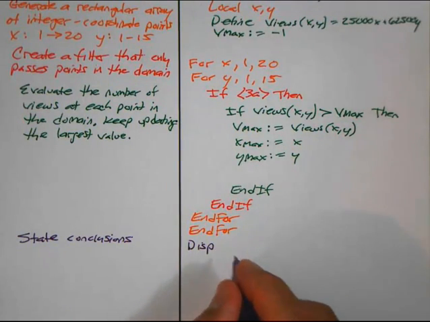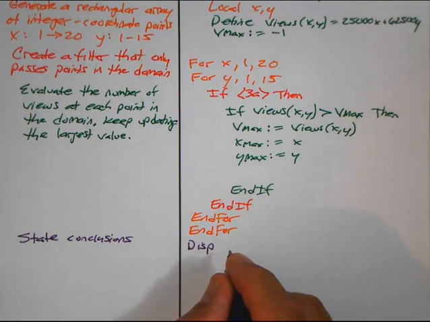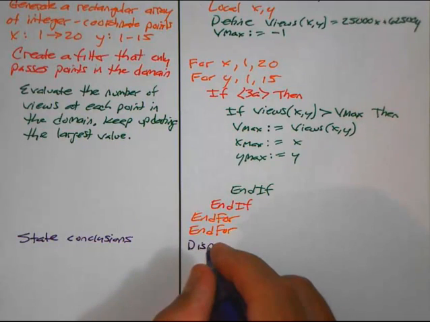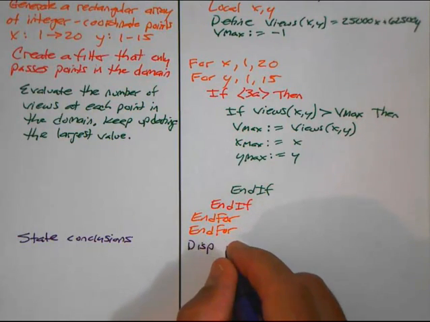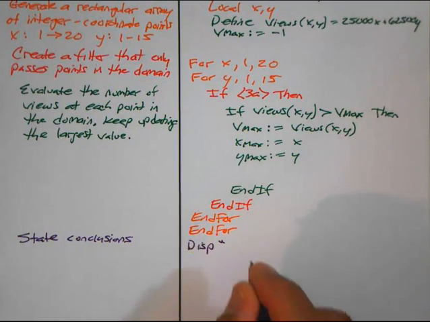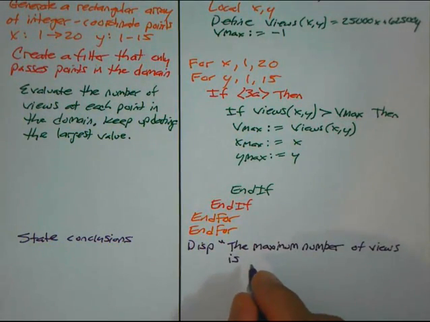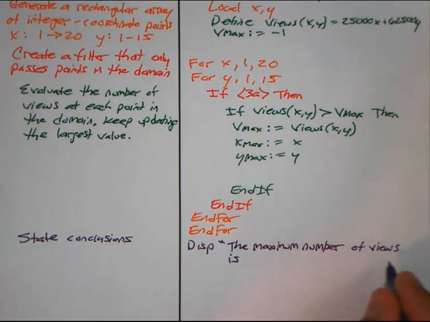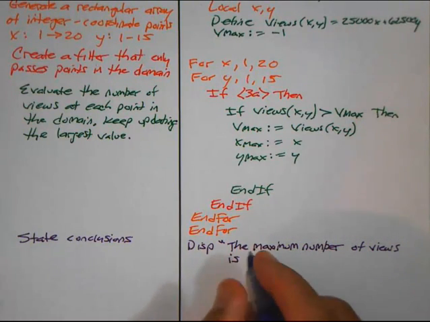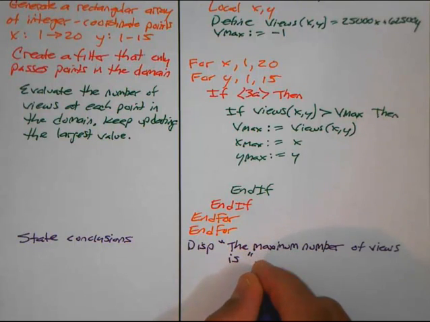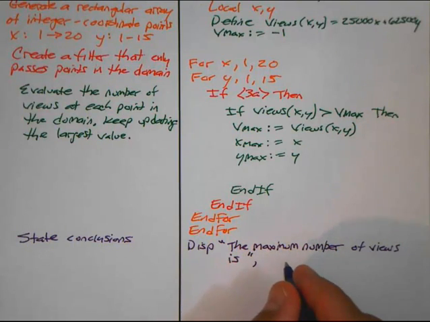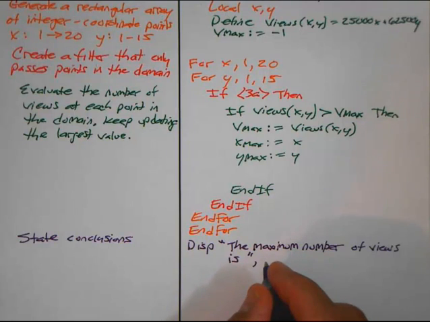And what should this say? The first thing we'd like to talk about is, of course, the maximum number of views. Okay, so we want to put first some text here, so for that you need quotation marks, and let's start that. Okay, so we will display the maximum number of views is, and then a space, that'll be the end of our text. Okay, comma. Now here's where we would record the Vmax.